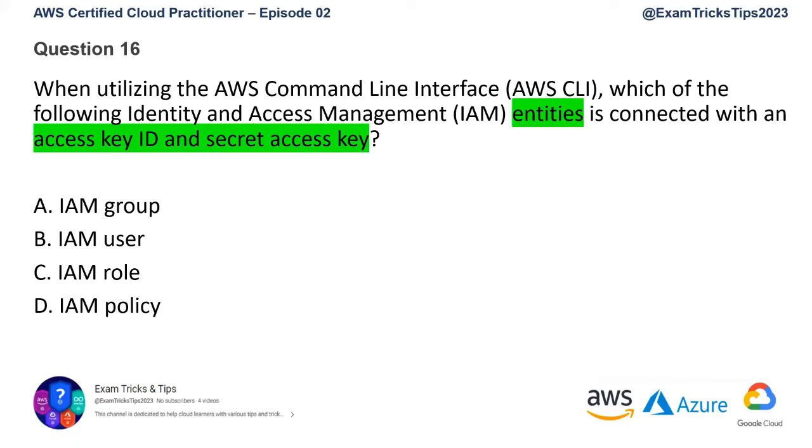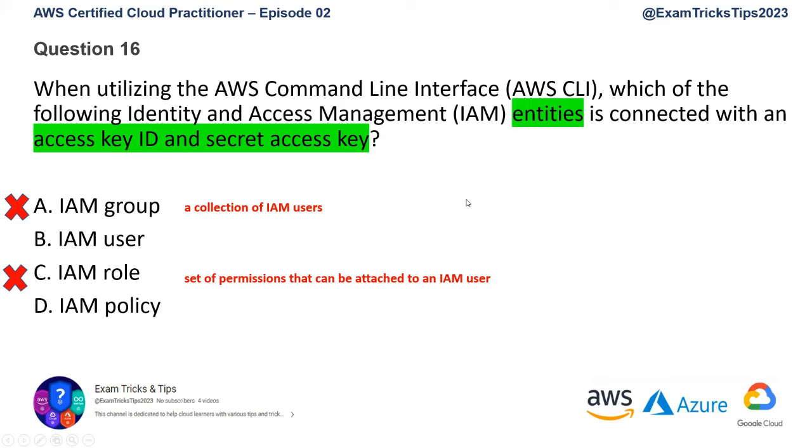So the keywords are, which entity is connected to access key ID and secret access key. Let's go one by one. IAM group is a collection of IAM users, and it's not related to access key ID or secret access key. So according to me, that's wrong. Let's move on to the next one that appears obviously wrong. So yeah, IAM role, it's a set of permissions that can be attached to an IAM user. So it's not related to access key ID and secret access key.